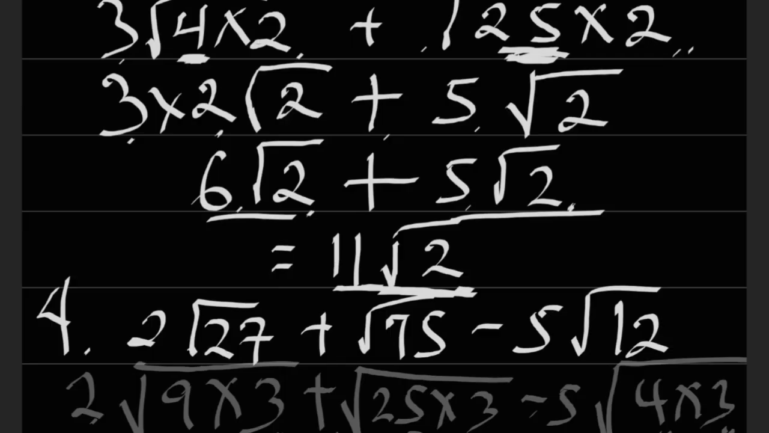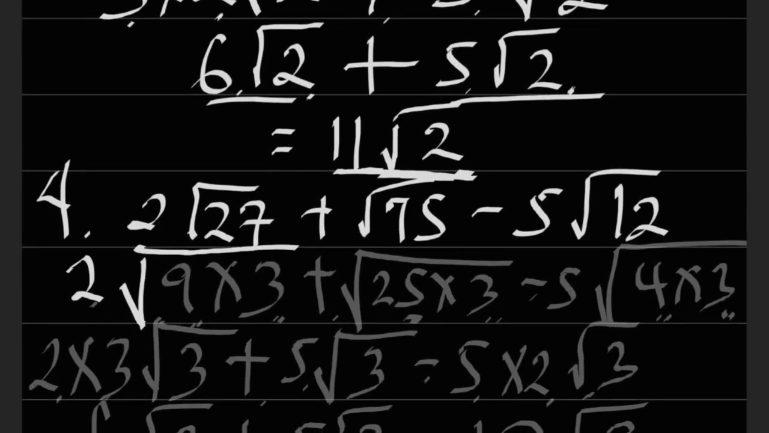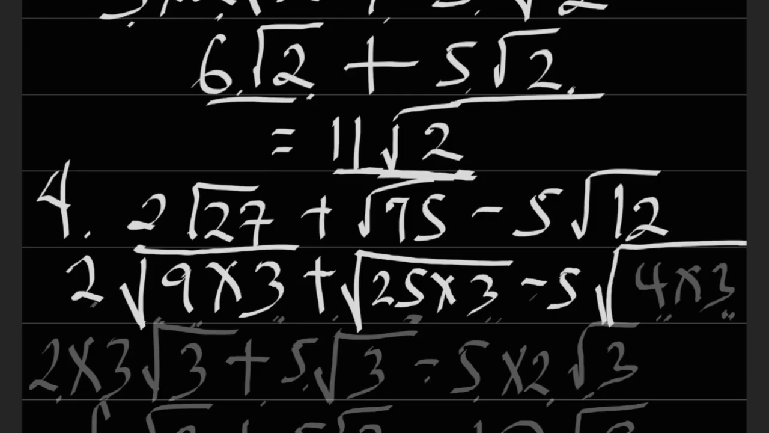This will now be 2 root. Let's expand 27. What times what will give us 27? 9 times 3 can give us 27. Plus root. What times what can give us 75? 25 times 3 can give us 75. 25 times 3 minus 5 root. What times what will give us 12? 4 times 3 will give us 12. So we can now see that we have numbers that have square root. This 9 has square root, this 25 has square root, this 4 has square root. By the time we take the square root, they go out of the roots.